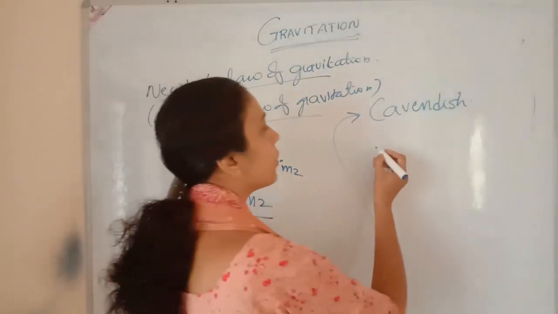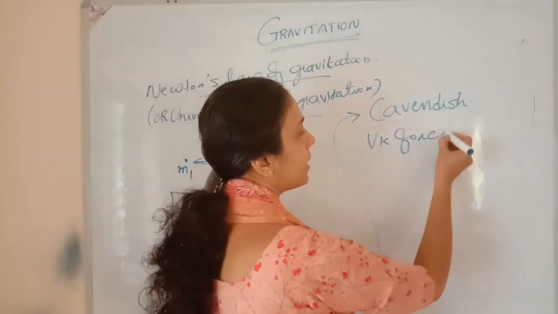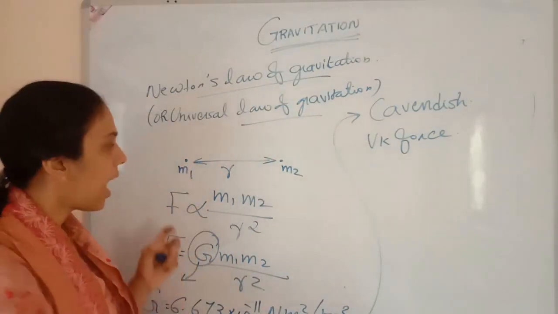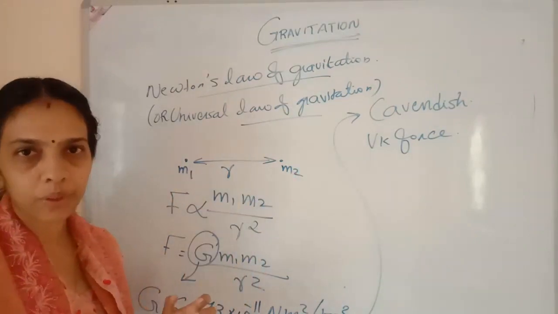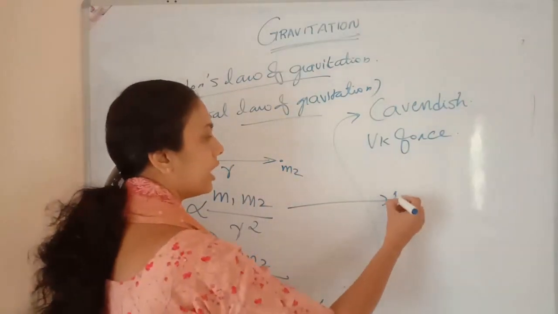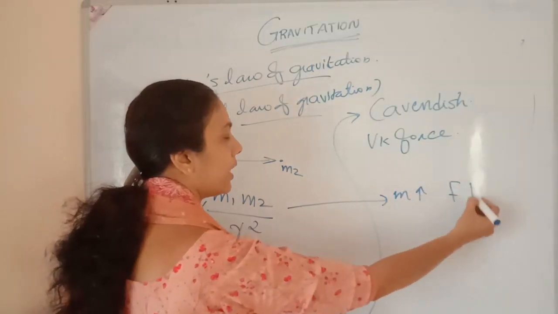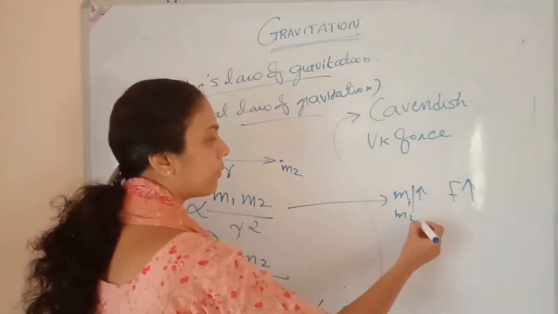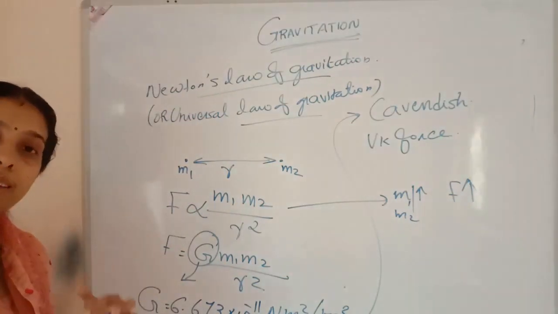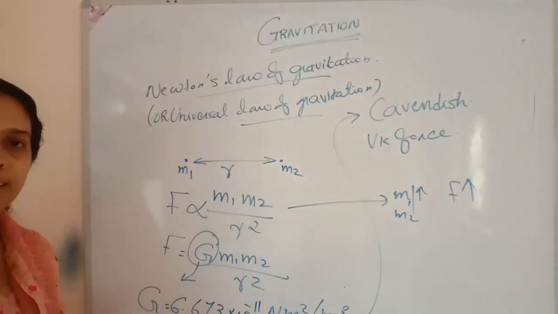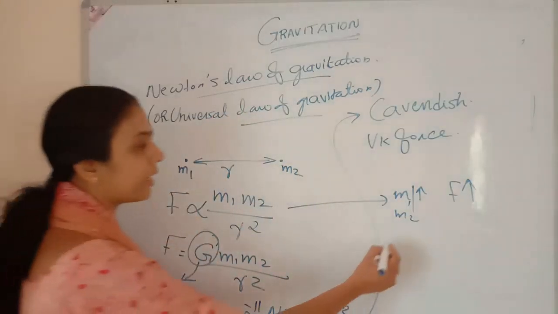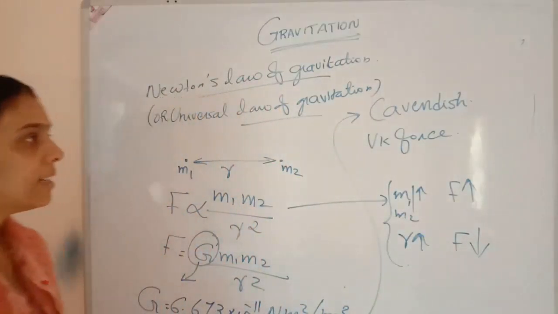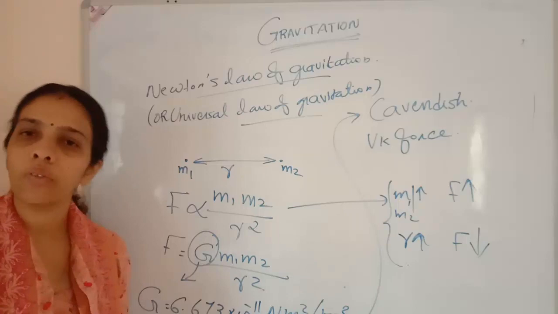This gravitational force is a weak force, and it involves the masses and the distance between the masses. If mass increases, the gravitational force also increases. If either m1 or m2 increases, or both the masses increase, the force will increase. As r increases, since it is in the denominator, F will decrease. So this is about the universal law of gravitation.